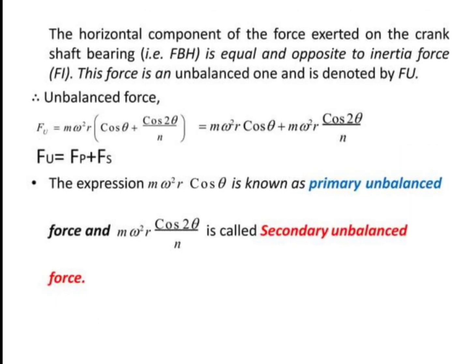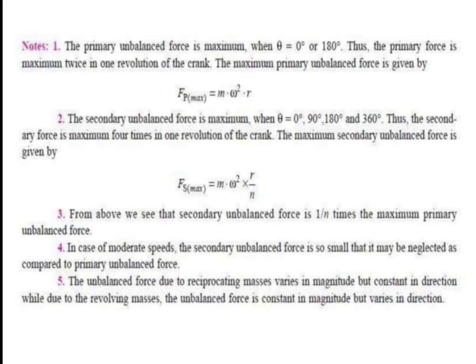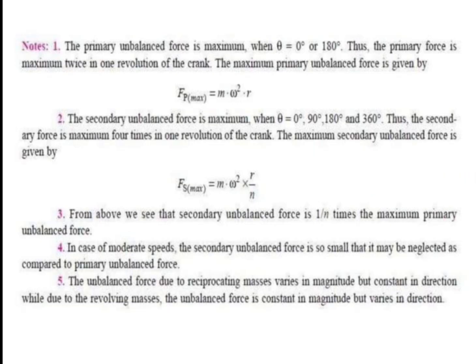These are the forces, primary and secondary, acting on the engine. m omega squared r cos theta is the primary unbalanced force. m omega squared r times cos 2 theta by n is the secondary force acting on the cylinder. By solving these equations, we can derive the formula. We can then easily balance these two forces using this formula in unbalanced reciprocating mass problems.